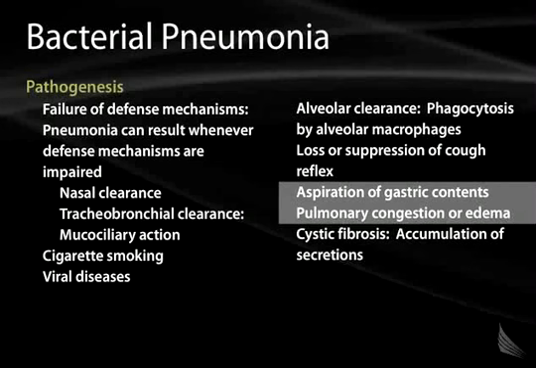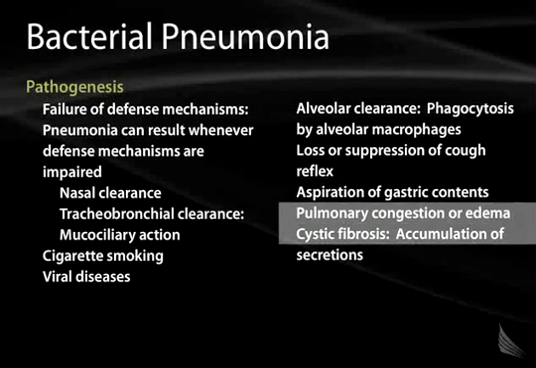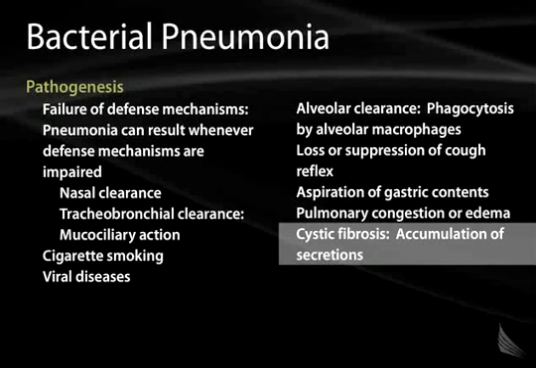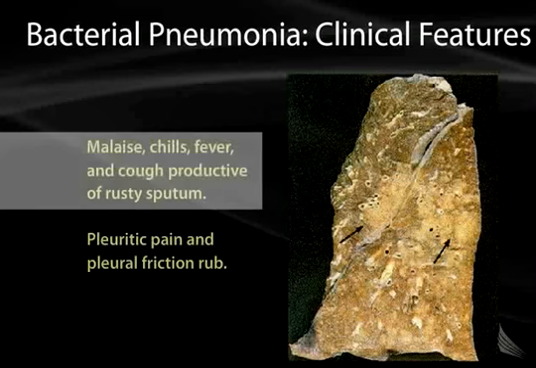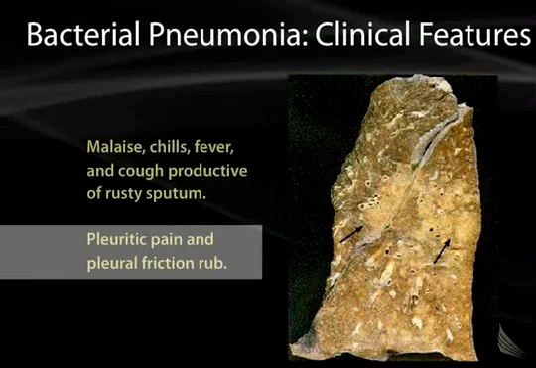One of the most common causes for pneumonia in cystic fibrosis patients is the accumulation of secretions and the inability to clear their mucus plugs. Clinical features of bacterial pneumonia include malaise, chills, fevers, cough, and occasional rusty sputum or hemoptysis. Patients can also have pleurisy or pleuritic pain, as well as a pleural friction rub.